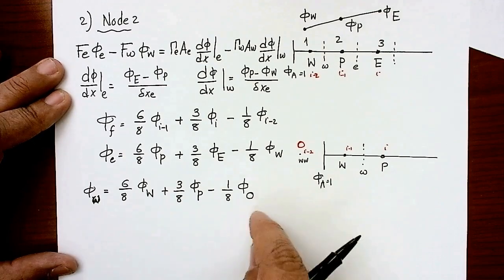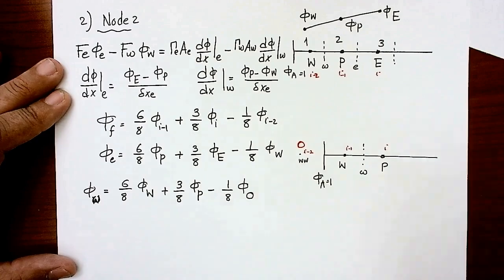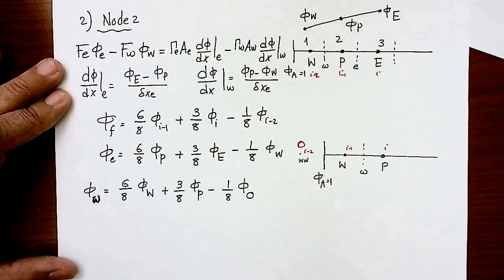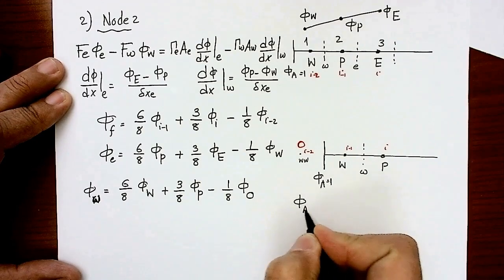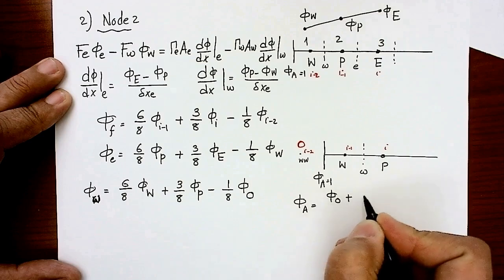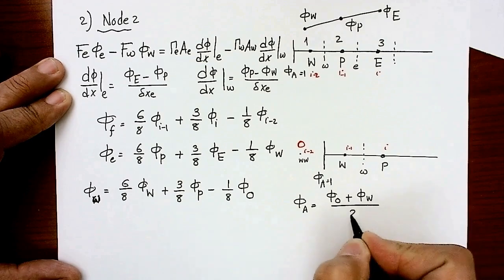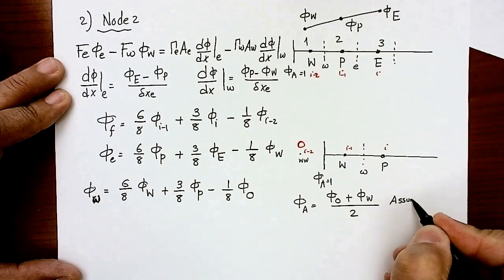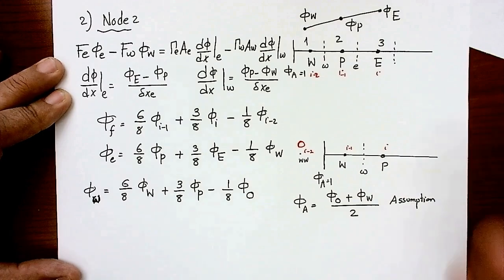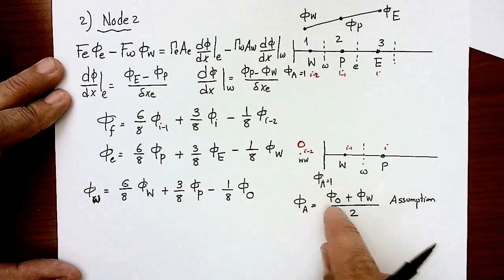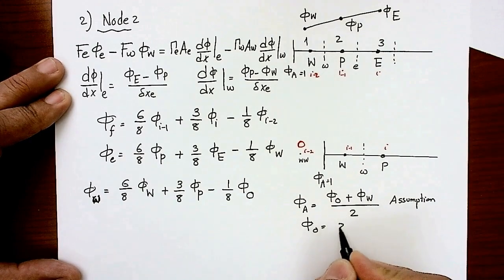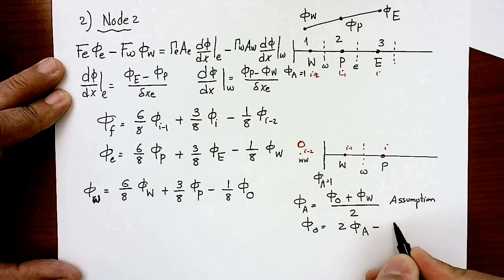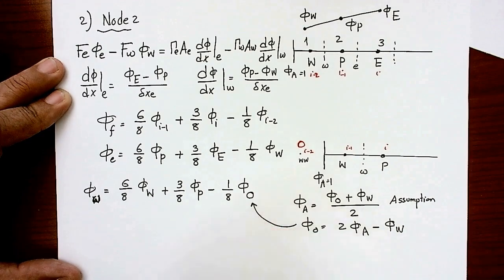Now, how are we going to replace that phi O by something else that we are familiar with? I don't know the value of the function phi on O. So the simplest approximation, we assume that phi at the interface A is simply the average of phi O plus phi W divided by 2. This is an assumption, as if we are actually using the upwind scheme, okay? Something like that. So I can get phi O out of this equation to be 2 phi A minus phi west.